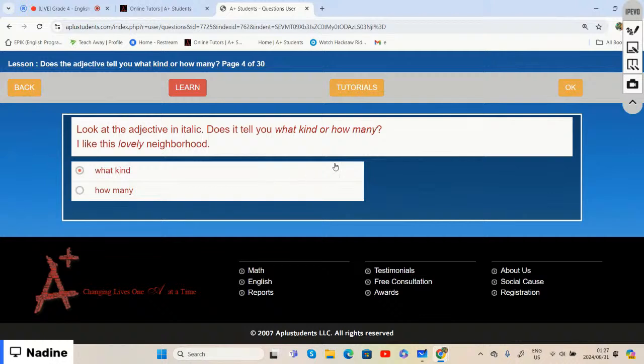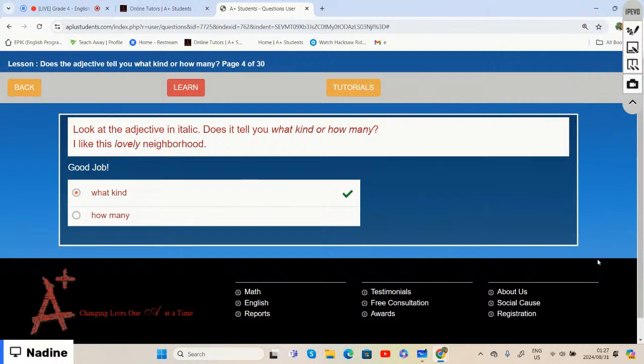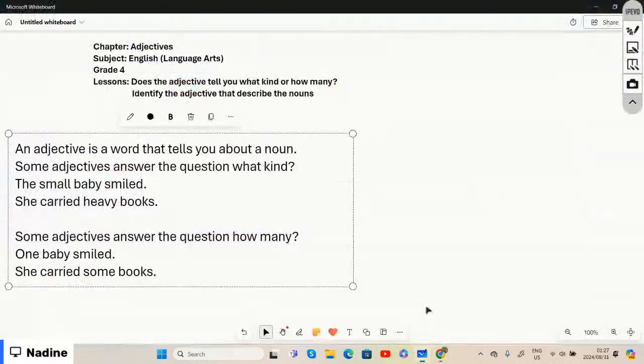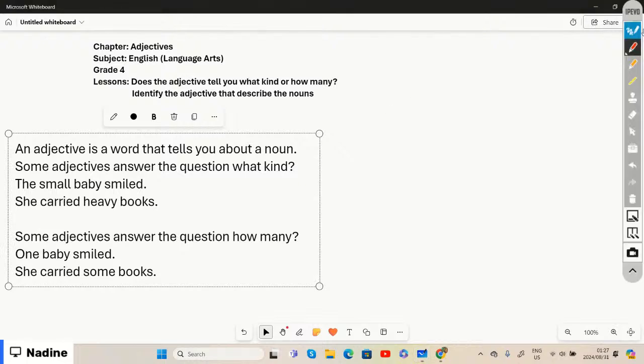Okay, so I'm going to explain again. When it comes to our adjectives, we have adjectives that tell you what kind, and then we have adjectives that tell you how many.